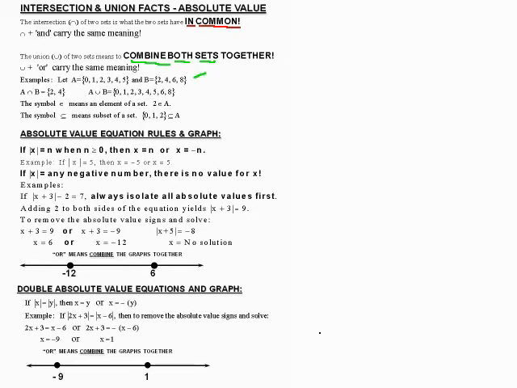Let set A be the set of numbers 0, 1, 2, 3, 4, 5, and set B be the set of numbers 2, 4, 6, 8. Notice that the intersection of sets A and B is what the two sets have in common, which would be the numbers 2 and 4. The union of those two sets would be all the numbers in both sets, so combining 0, 1, 2, 3, 4, 5, 2, 4, 6, 8 together. Wouldn't those be some nice test questions if I just gave you that?